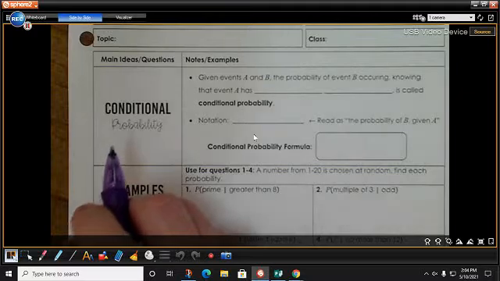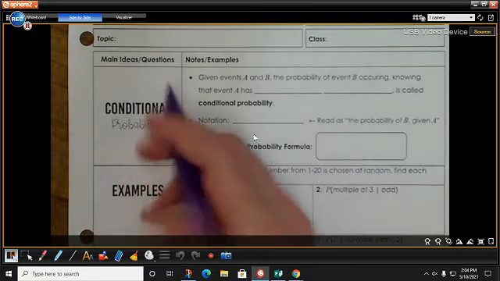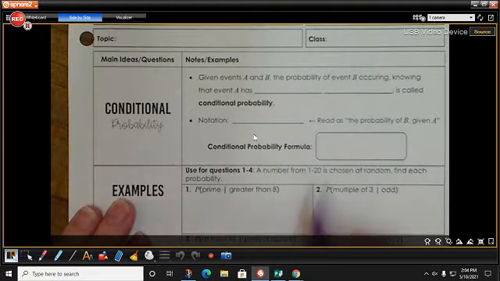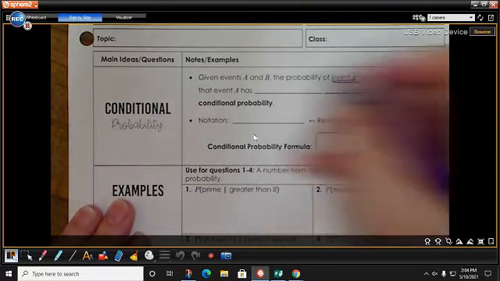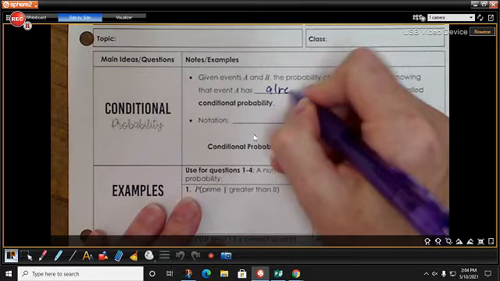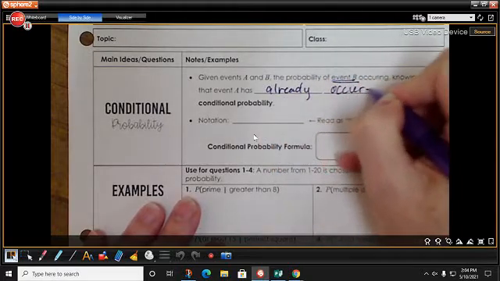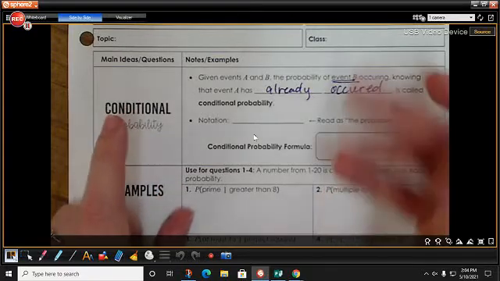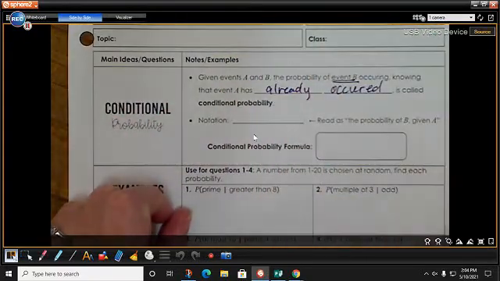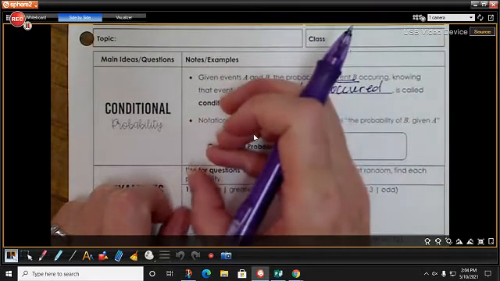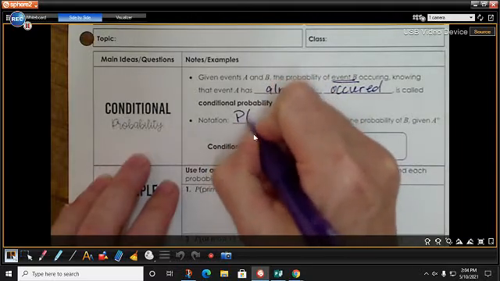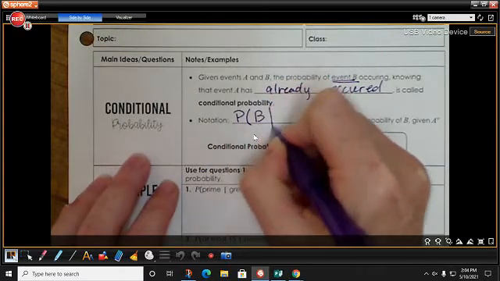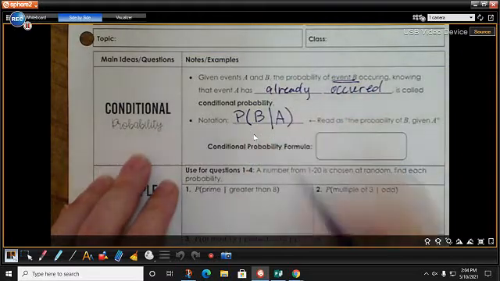So in the last lesson we talked about compound probability, the probability of two or more events happening together. Conditional probability is the probability of an event occurring knowing that another event has already occurred. It's called conditional because it is dependent: now you have a probability within another probability. You have the probability of the first thing happening, and then the second one is a piece of that. The way we write that is the probability of B given that A has already happened, and we use this up and down line to say given that A has already happened.